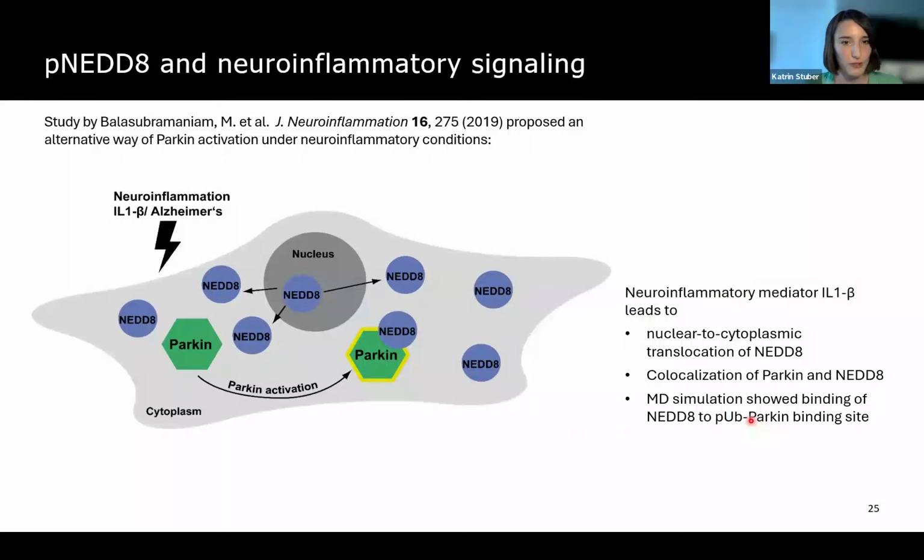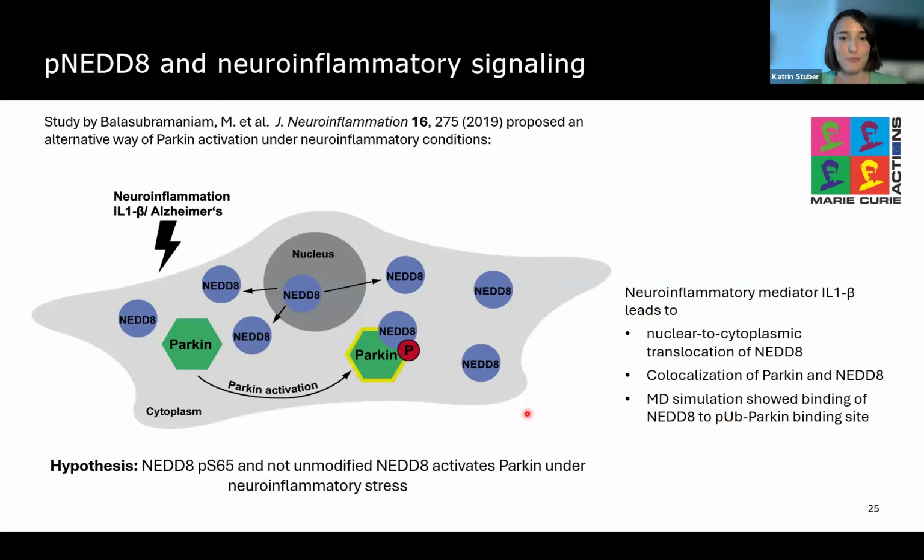And this is why they concluded that under neuroinflammatory stress conditions, NEDD8 activates Parkin. But with our studies and what we did, we could show that not NEDD8, but phosphorylated NEDD8 can activate Parkin. And this is why we hypothesized then that under neuroinflammatory stress, not NEDD8, but phosphorylated NEDD8 activates Parkin. And actually this finding was the basis for the postdoc proposal I then wrote, and also recently got the Marie Curie postdoctoral fellowship for.